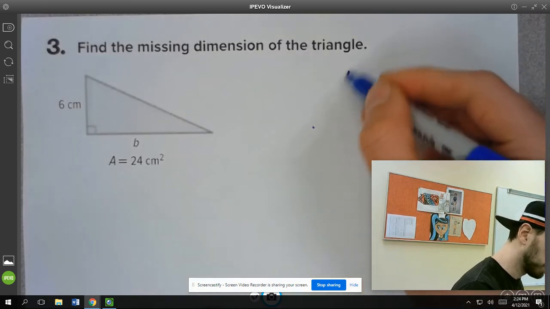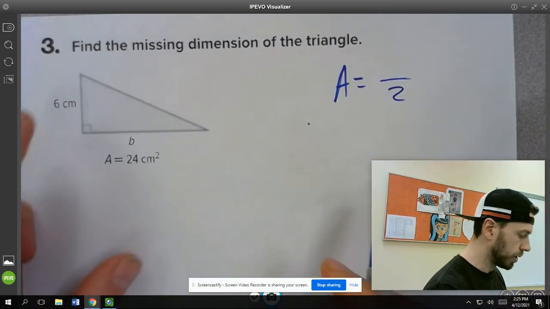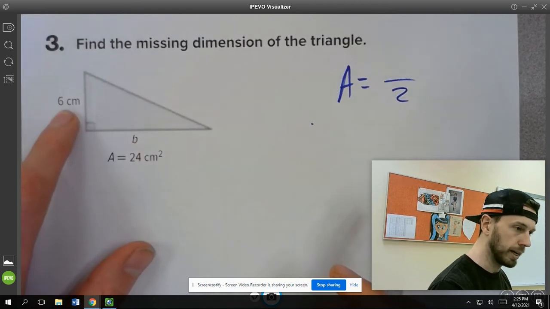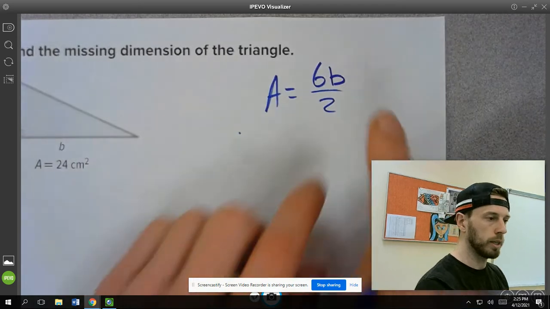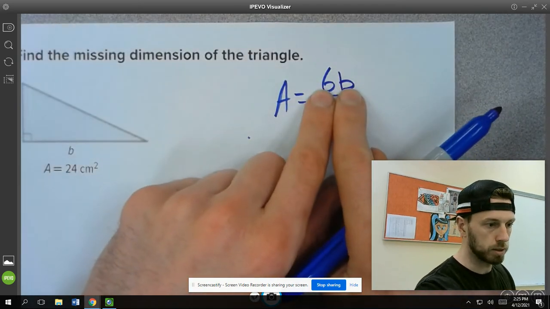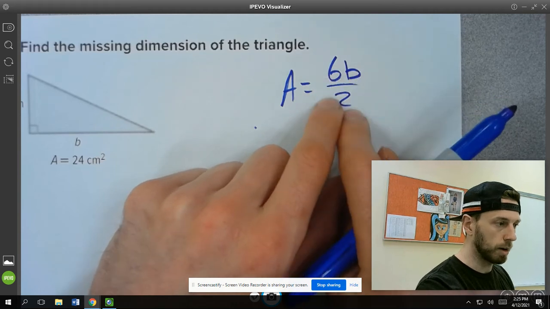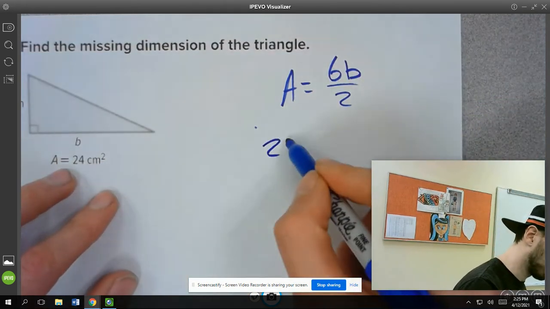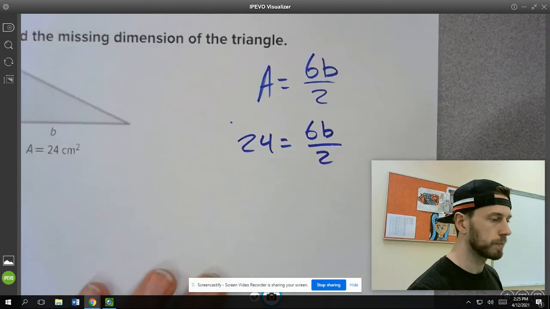We set up our problem. Area equals base times height divided by 2. We know it's divided by 2. We don't know the base, but we do know the height is 6. So we do 6b. So what really is base times height is 6 times the base, because we know what the height is, we just don't know what the base is. So 6 times something divided by 2 would give us our area of 24.